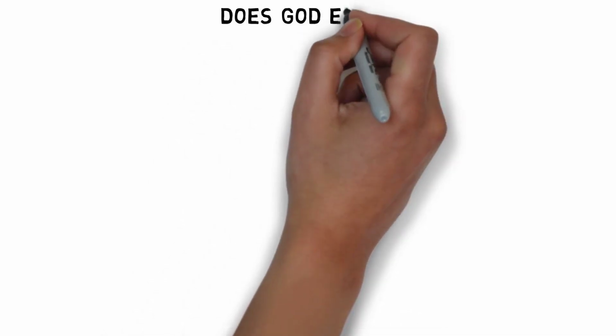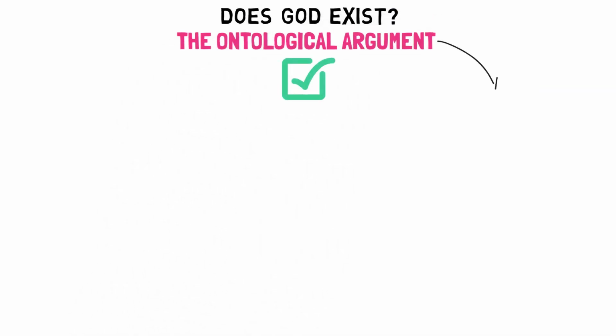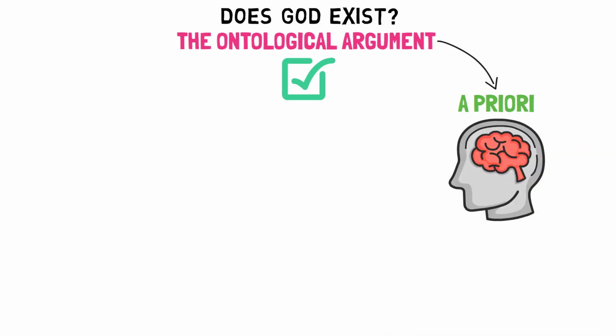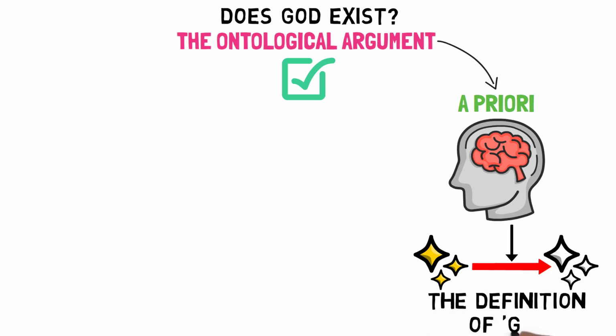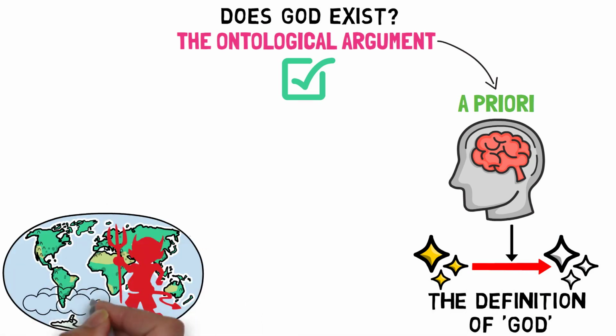Does God exist? The ontological argument says yes, and uses a priori deductive reasoning that comes from the concept of God to establishing the existence of God. What that means is that the argument is made based on the definition of God rather than what we see in the world, such as the problem of evil or the beauty of nature.